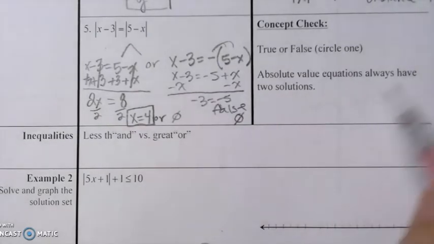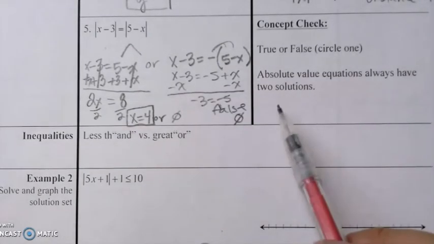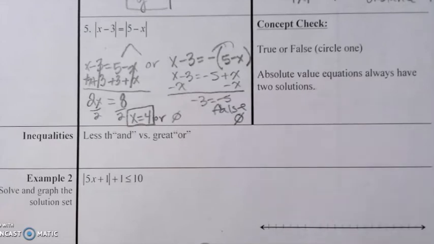Okay, on your own, complete this concept check, true or false: absolute value equations always have two solutions.